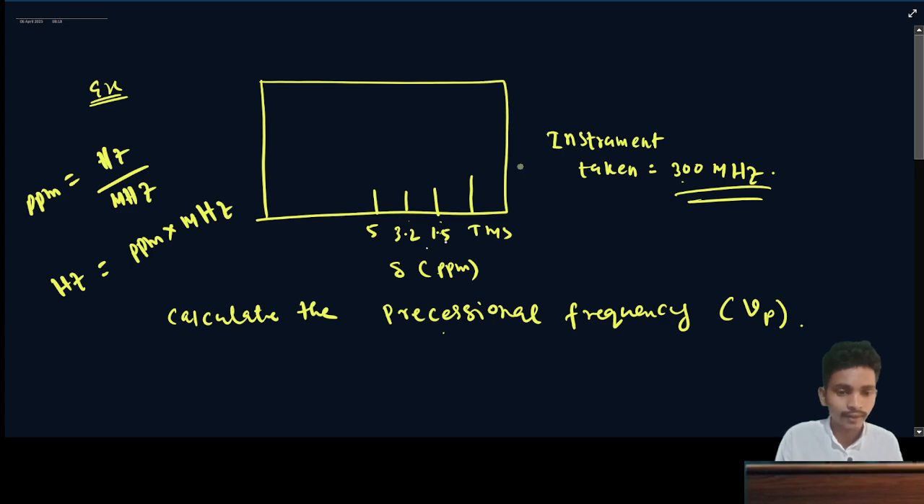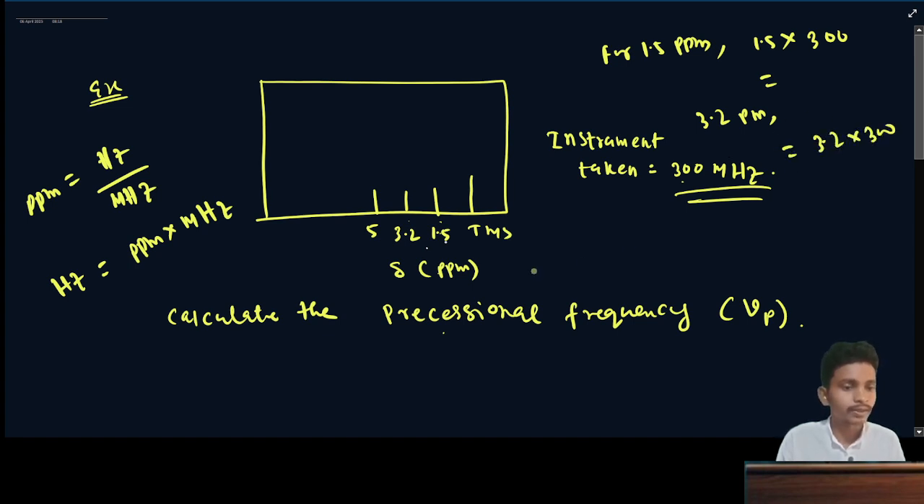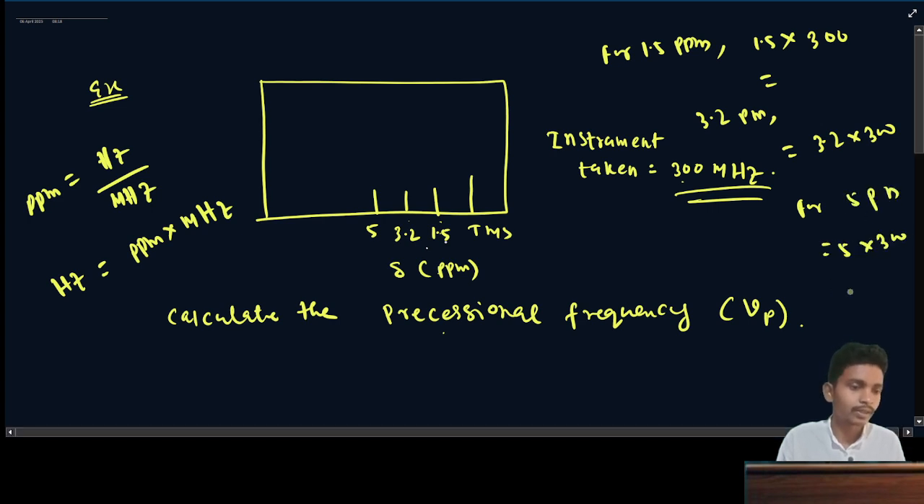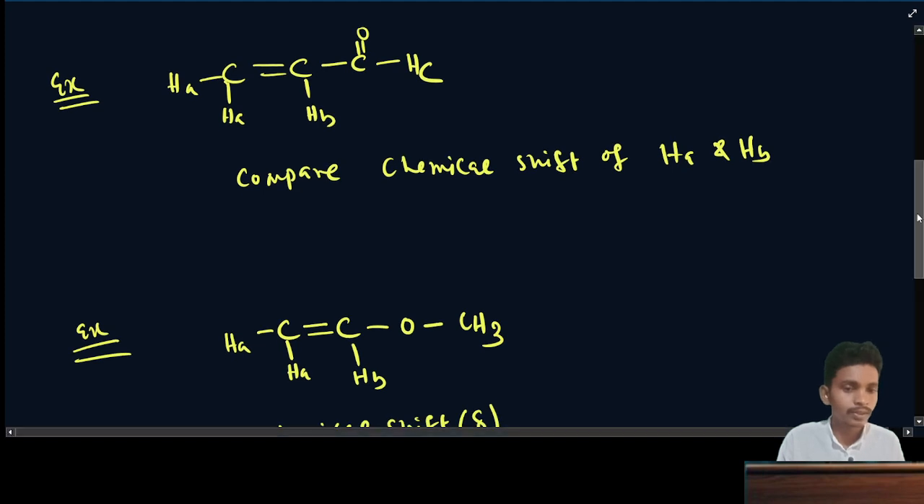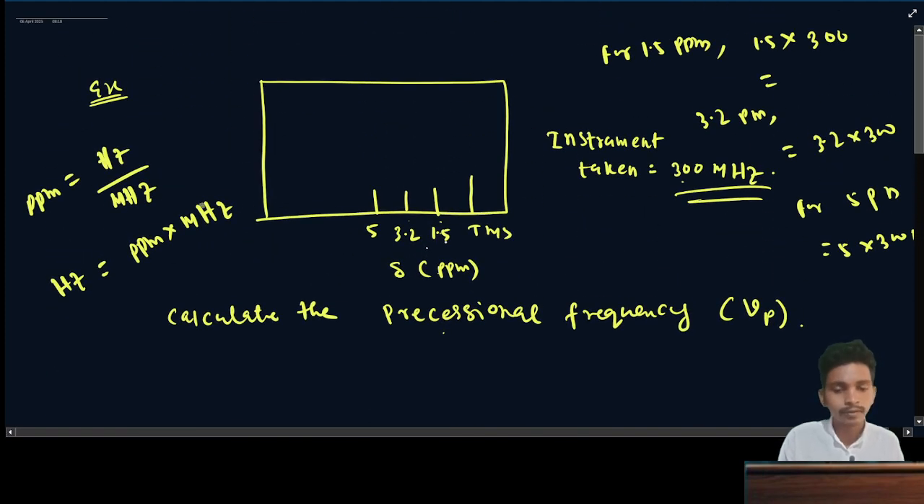So for 1.5 ppm, the value is 1.5 into the instrument frequency, which is always 300, so multiply and you will get the value. Similarly for 3.2 ppm, we calculate 3.2 into 300. Similarly for 5 ppm, that is 5 into 300 Hertz. The unit will always be Hertz. Okay, so likewise we can calculate.